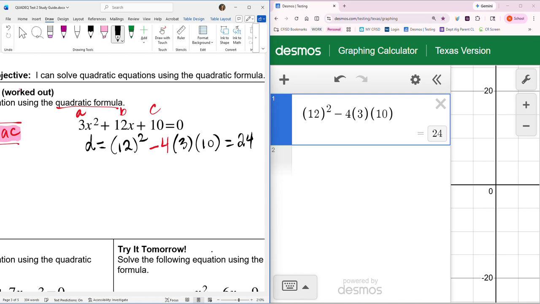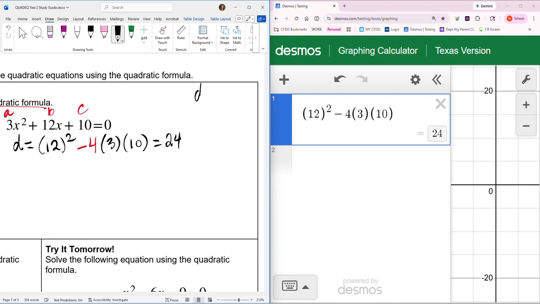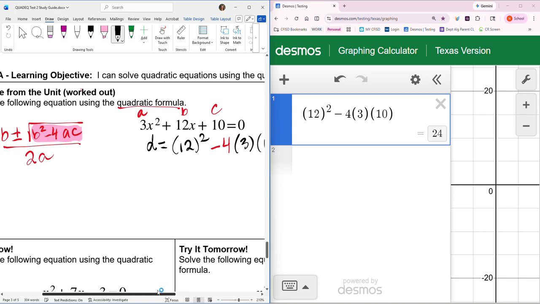Now this tells me a couple of things. This tells me that I do have two solutions. If your discriminant is greater than 0, you have two solutions. If your discriminant is equal to 0, you have one. And if your discriminant is less than 0, you have no solutions. Okay, that's just a little side extra lesson.